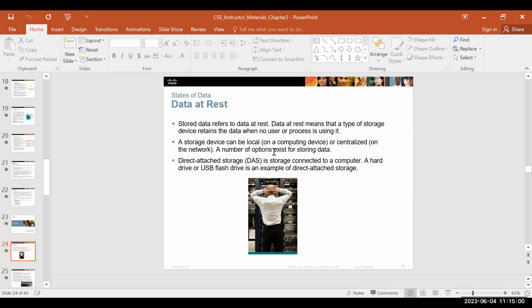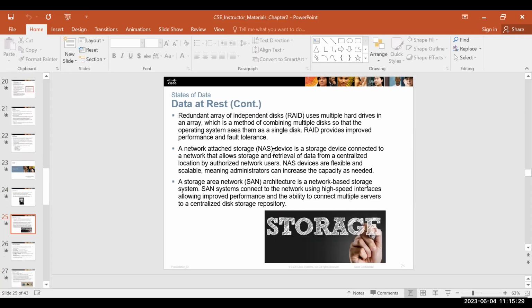A number of options exist for storing the data. Direct attached storage, the acronym DAS, is storage connected to a computer, like your flash drive or external hard drive. These are all examples of direct attached storage. This direct attached storage is also used for storing data, so data could be addressed in this medium as well.